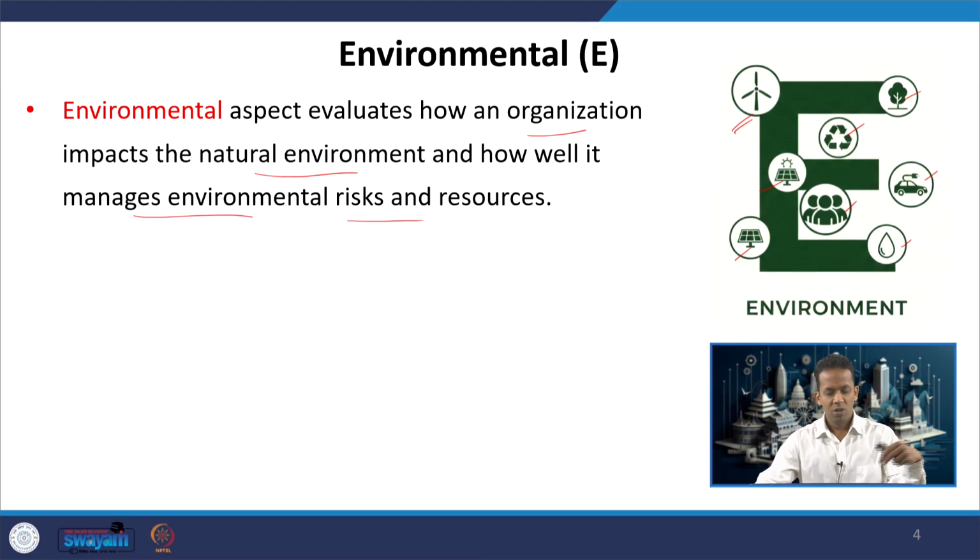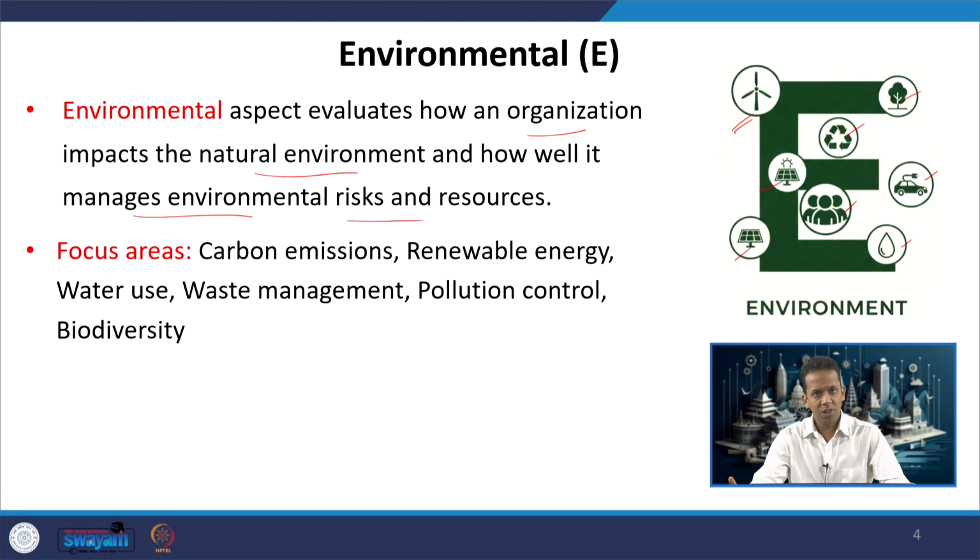Okay. So, the E part is concerned with the effect of the organization's activities on the natural environment, and if there are any activities or impacts, how the organization is managing all those impacts or risks and the resources which it takes from the environment. So, some of the focus areas can be carbon emissions or greenhouse gas emissions, use of renewable energy, water use, waste management, pollution, biodiversity. So, all these are different components of the environment which are related to the activities of businesses. These are some of the focus areas, there can be many more.